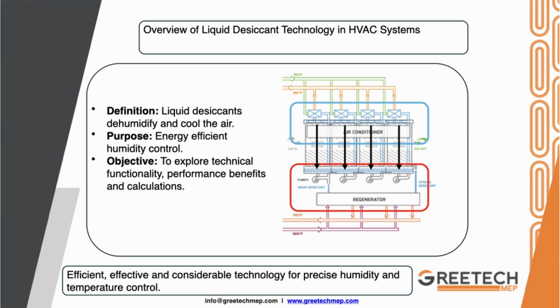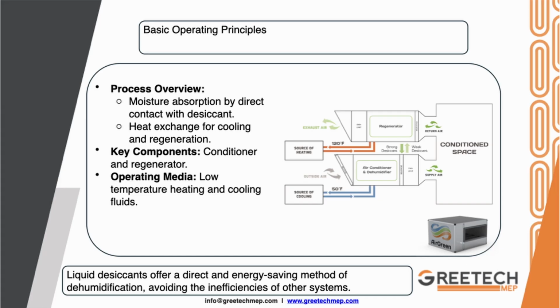What this equipment needs is chilled water at 50 degrees Fahrenheit to feed the conditioner and hot water at 120 degrees Fahrenheit to feed the regenerator, a much lower temperature than the more than 170 degrees Fahrenheit that is required when working with a desiccant wheel. Unlike conventional systems, this technology directly removes moisture by contact with a liquid desiccant, avoiding overcooling or overheating, resulting in higher operating efficiency and better humidity control.